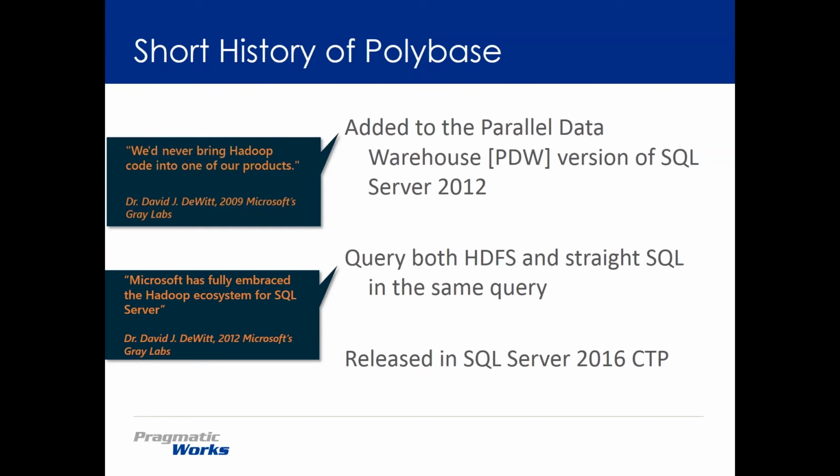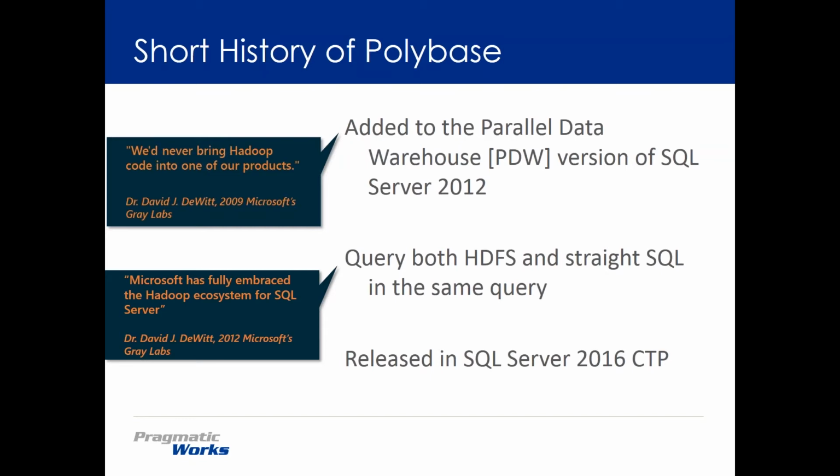So it was, like I said, originally added to the Parallel Data Warehouse, officially in the 2012 version. You can query both HDFS and straight SQL in the same query, so you can join to the tables. And it was released in SQL Server 2016 CTP, and I believe it was CTP 2. But since we're past that now, it doesn't really matter. Any version that you would download now will have the ability to do Polybase.